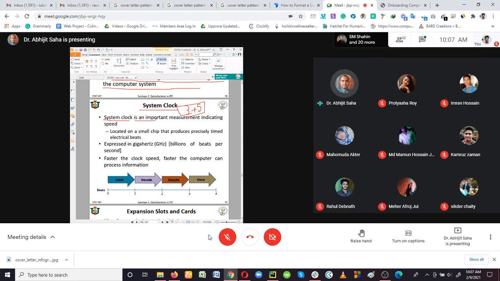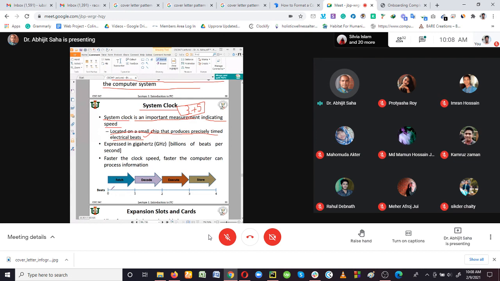The system clock is an important measurement indicating the computer speed. How fast your computer is going to be determined by the system clock. It is located on a small chip that provides precisely timed electrical beats. That is what I mean by the electrical beats we are talking about.